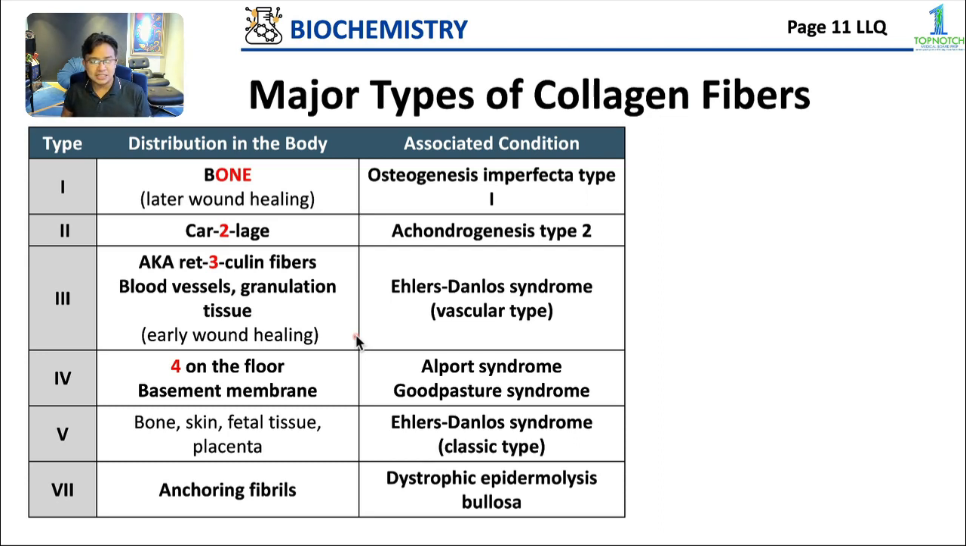Type 5, bone, skin, fetal tissue, and placenta. So, medyo minor lang sila and can be seen as a defect of your classic type of your Ehlers-Danlos syndrome. While type 7 are anchoring fibrils. Okay, they are found at the level of the basement membrane. Attachment sila ng ating basal cells, epithelial cells, to the basement membrane. So, para silang hook, para siyang number 7, para siyang hook, di ba? So, anchoring fibrils are like hooks representing your type 7 collagen. And problems in dystrophic epidermolysis bullosa is a problem for type 7 collagen fiber.